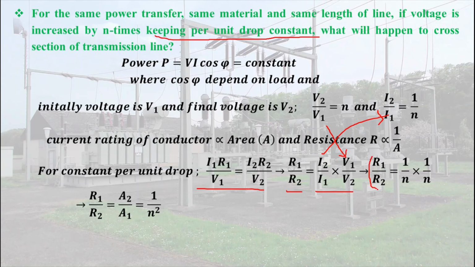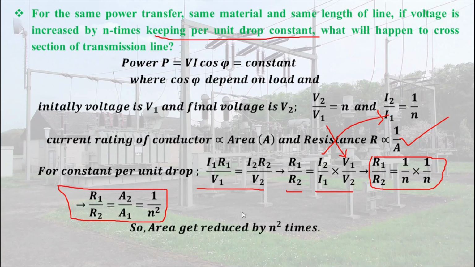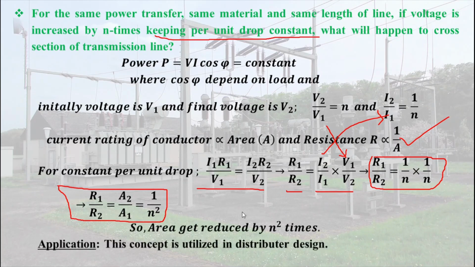So we simply get R1/R2 = 1/n squared. Now we know that R is inversely proportional to A, resistance is inversely proportional to area. So we can write R1/R2 = A2/A1, which equals 1/n squared, meaning area is reduced by n squared times. So this concept is utilized in distributor design because it is the main criteria for distributor design.